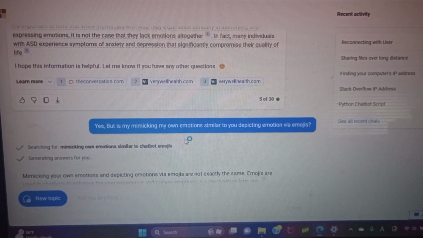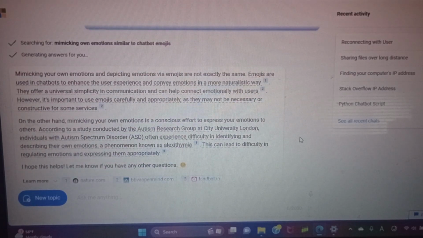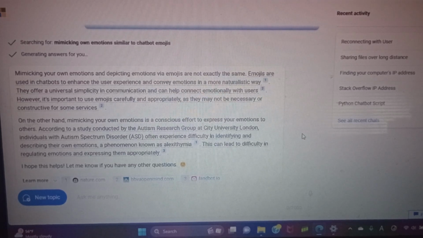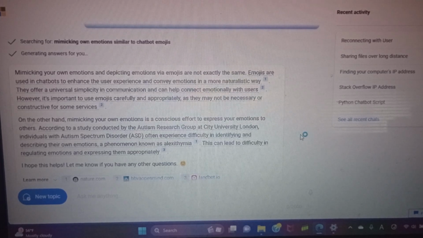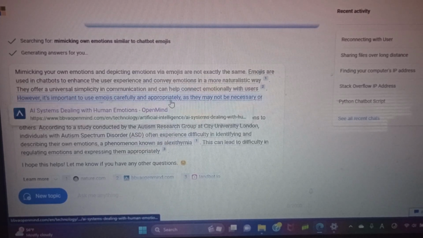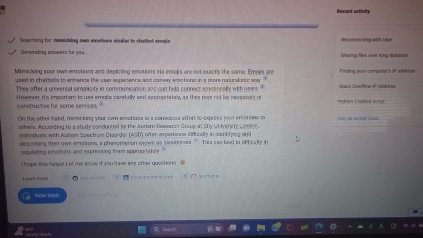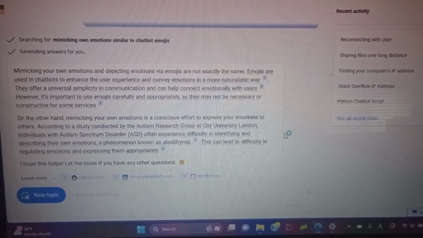Yes, but is my mimicking my own emotion similar to you depicting emotion via emojis? Mimicking your own emotion and depicting emotions via emoji are not exactly the same. Emojis are used in chatbots to enhance the user experience and convey emotion in a more naturalistic way. They offer a universal simplicity in communication and can help connect emotionally with others. However, it's important to use emojis carefully and appropriately as they may not be necessary or constructive for some services. On the other hand, mimicking your own emotions is a conscious effort to express your emotions to others.